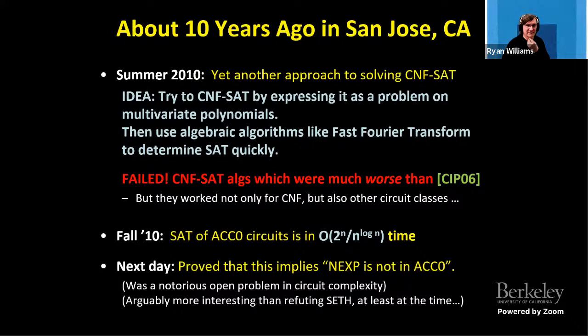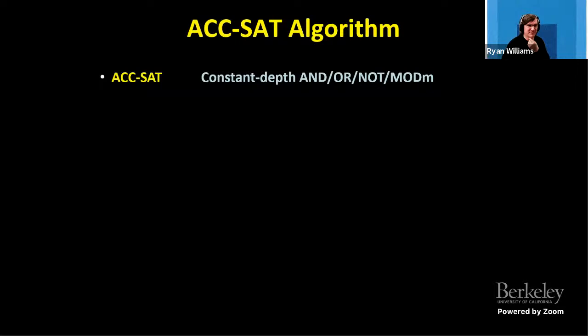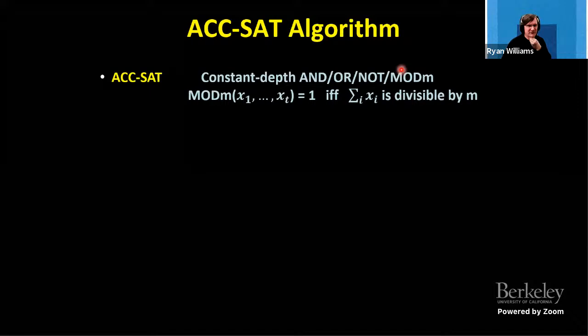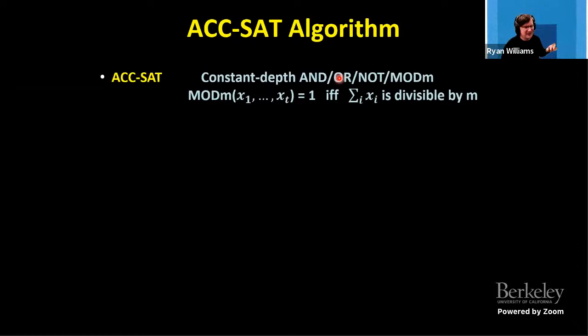I'll talk briefly about the ACC SAT algorithm. ACC is constant depth AND, OR, NOT, and MOD M circuits, where a MOD M gate takes a bunch of bits and outputs one if and only if the sum of those bits is divisible by M. This is a divisibility check. We know that if you don't have MOD M gates, then there are very strong lower bounds against constant depth circuits. They have unbounded fan-in, they can take in any number of inputs, but constant depth is pretty weak as a circuit class. There are many, many lower bounds.